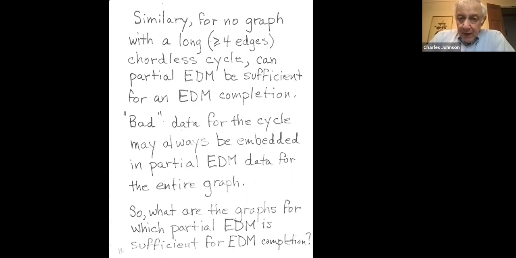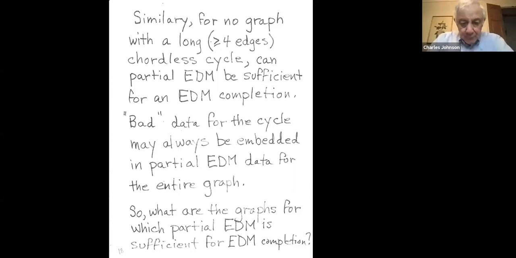Similarly, if I have a graph with a long chordless cycle, then for no such graph can partial EDM be sufficient for an EDM completion. Why is that? If I have a long cycle somewhere, I can put bad data, as I described in the previous slide, on the cycle, and then I can always embed it in a partial EDM for the entire graph. So you'll have to take my word for this.